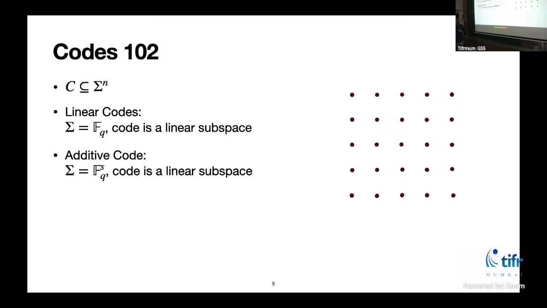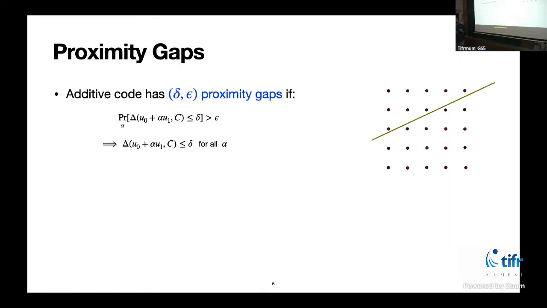Good. So what is this problem of proximity gaps? An additive code has a (delta, epsilon) proximity gap if, for any line in the ambient space, if greater than epsilon fraction of the points along that line are delta close, then the entire line is delta close. You can think of it the other way around: if anything is far, then more than 1 minus epsilon of the points will be far. This is exactly the kind of property that we want from the motivation.